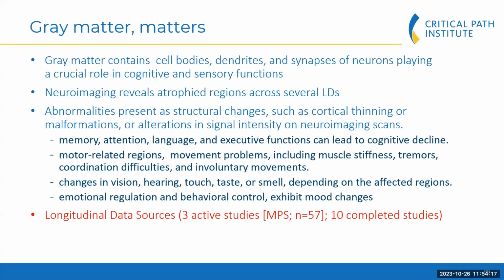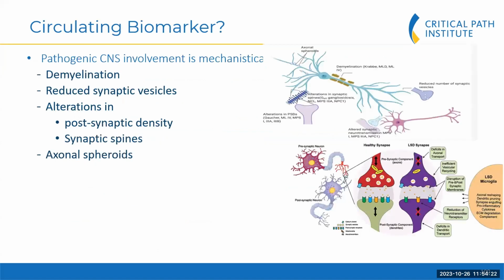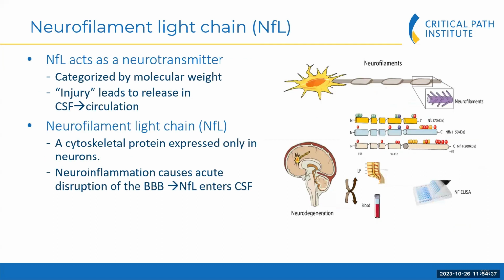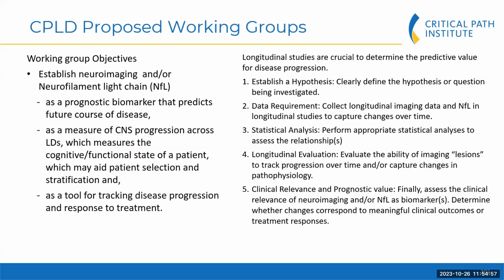So what then can we use maybe for a complementary biomarker? We started to look at circulating biomarkers, the demyelination, the synaptic vesicles. All those things have a biomarker that potentially could be used. And so we started looking at neurofilament light chain, which is a measure of axonal injury. NFL acts like a neurotransmitter. It increases with brain injury. And so that became another aspect. There is a lot of emerging interest in NFL in other disease states. It's starting to become more collected, even for retrospective analysis in the LDs.